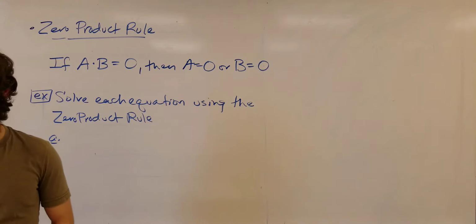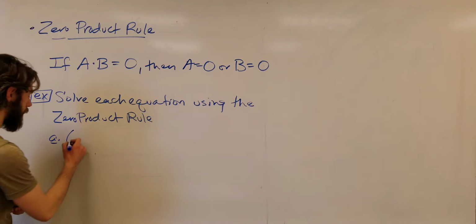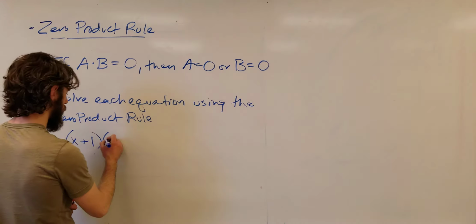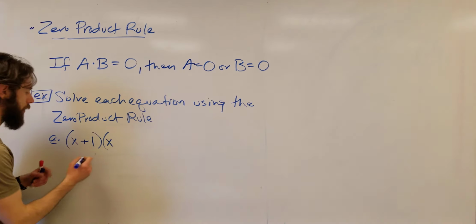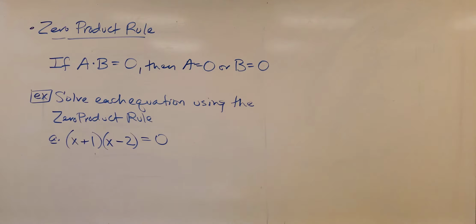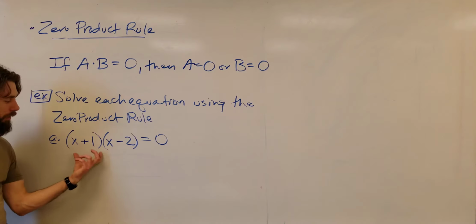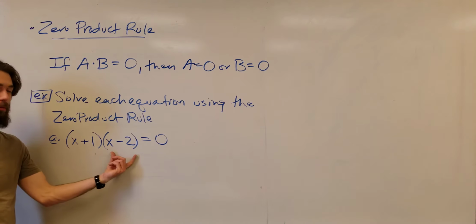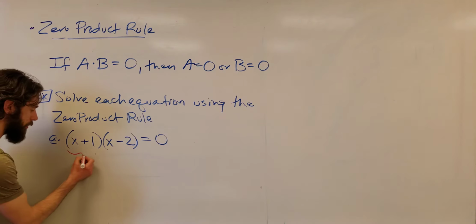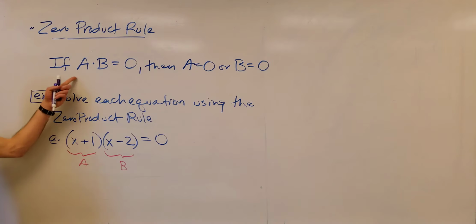Okay, equation A. So let's start out where we already have it factored out. Let's do x plus 1 times x minus 2 equals 0. So we have this factored quadratic equation, but we have thing A times thing B equals 0. So that's this x plus 1, that's our A, and that's our B from the zero product rule.